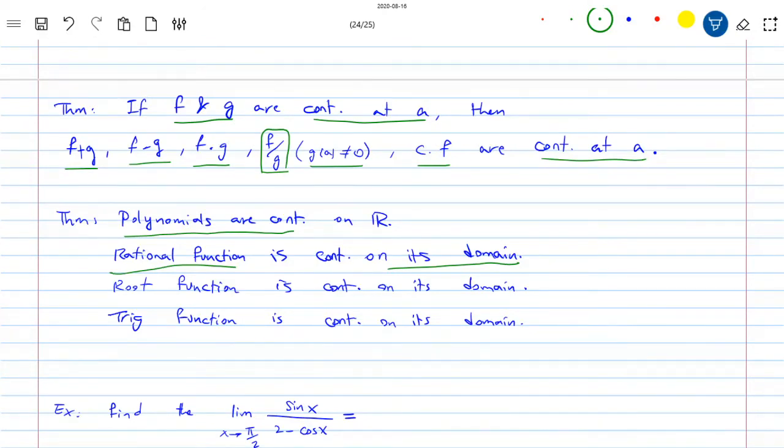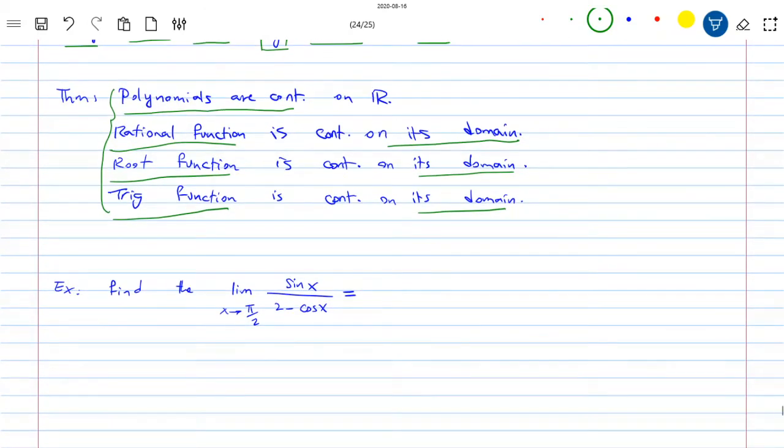And similarly for the root functions. Root functions are continuous everywhere in the domain. If you get a negative number underneath the square root, you cannot discuss the value of the function, so it's not possible. So for the root function, as well as the trig functions, as long as you have the point in the domain, you can say the function is continuous at that point. So if you're looking for the discontinuity for any of these types of functions, you just figure out the domain. You can find out that the function is continuous everywhere in the domain.